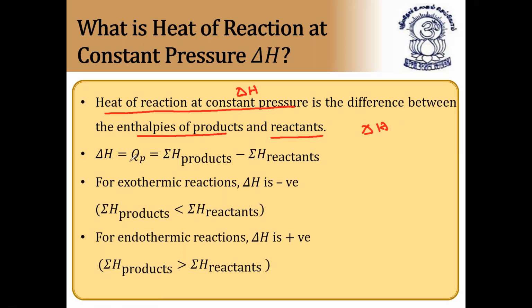Delta H is equal to Qp, which is also equal to sigma H of all the products minus sigma H of all the reactants, whether it is one or two, whatever it can be. Similarly, for exothermic reactions delta H is negative since the enthalpy of products is less than the enthalpy of reactants. For endothermic reactions delta H is positive because the enthalpy of products is greater than the enthalpy of reactants. Please note it down in your classwork so that you will not get any confusion while solving numericals based on this. I hope it is clear.